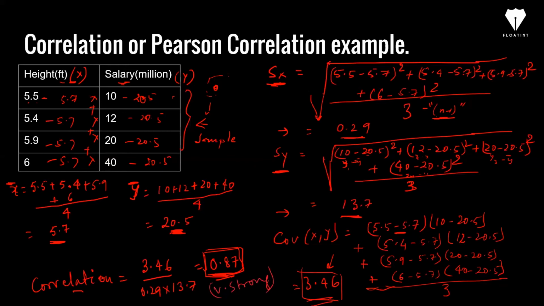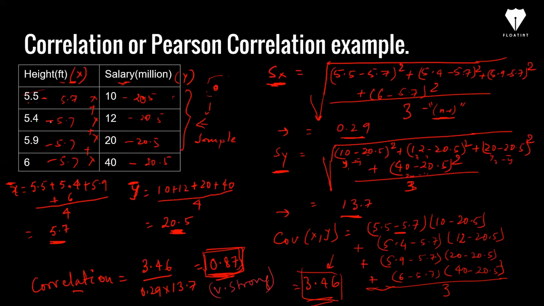And if the value is positive, that means if your explanatory variable is increasing, if your height is increasing, your salary will increase. All right, this is just an example I have taken. According to these four observations, it is coming out to be 0.87. That means if height is increasing, your salary will also increase.